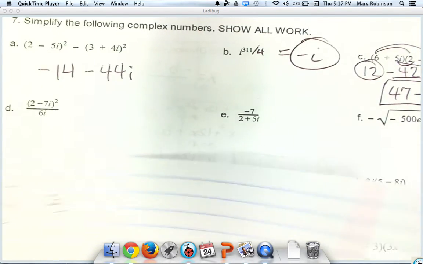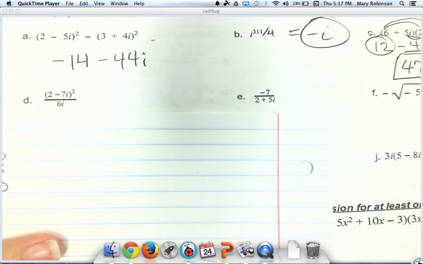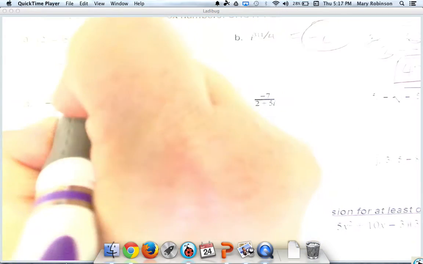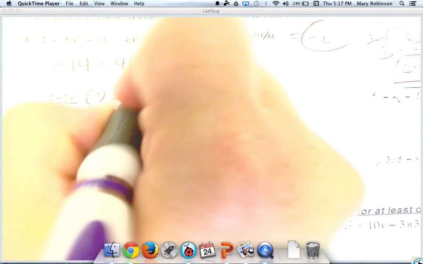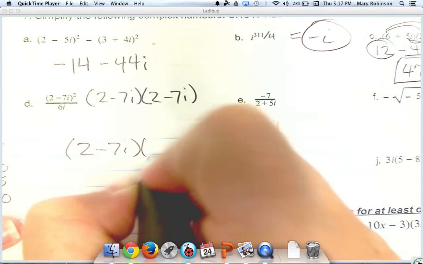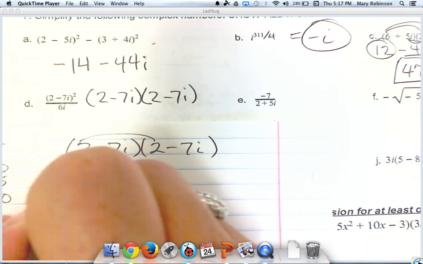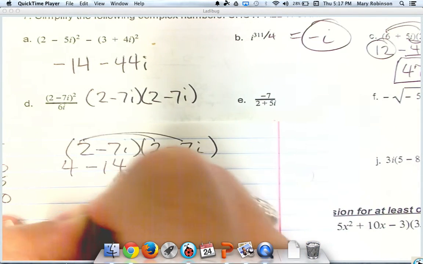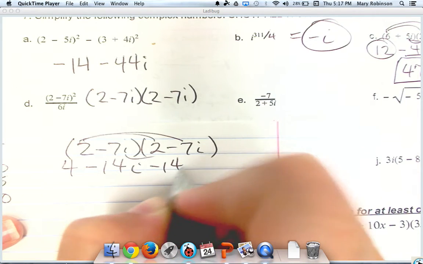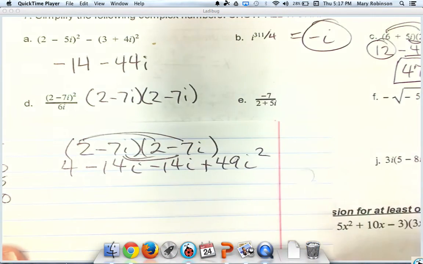Next, for part D, you're going to have to combine a couple of steps here. We've got the quantity 2 minus 7i squared. So I'm going to do this on paper here. 2 minus 7i times 2 minus 7i will give us 4 minus 14i minus 14i plus 49i squared.